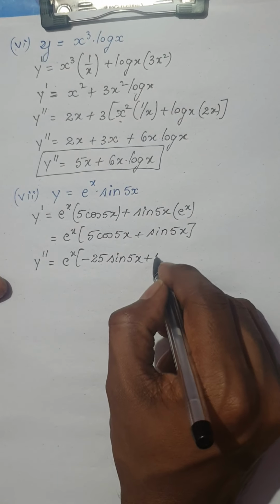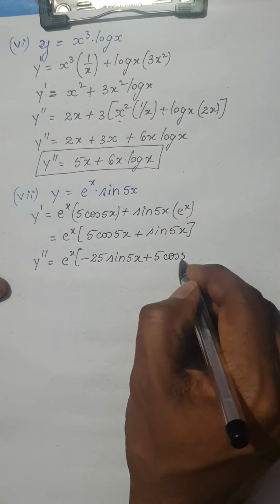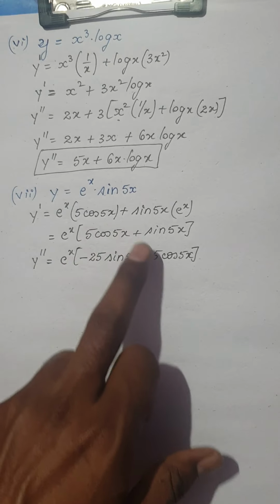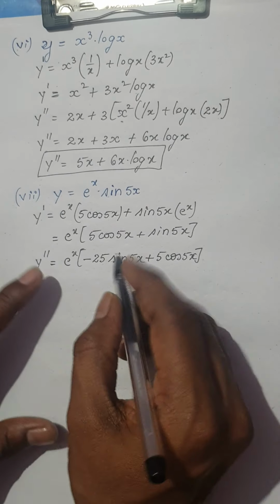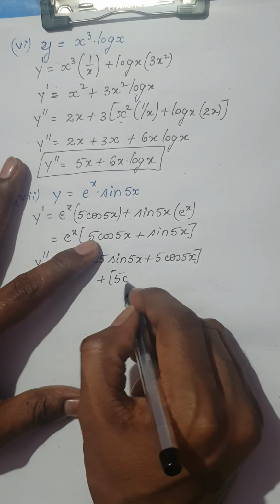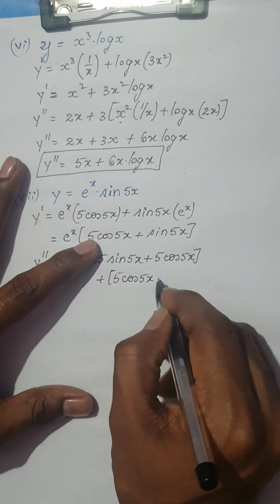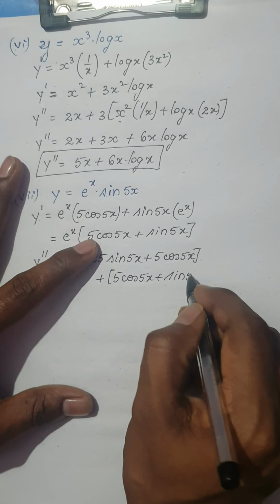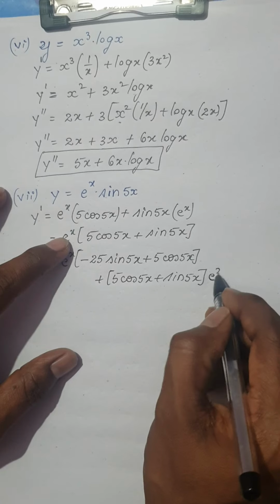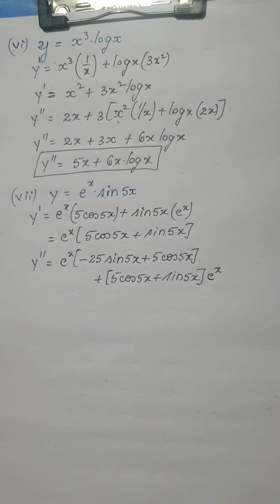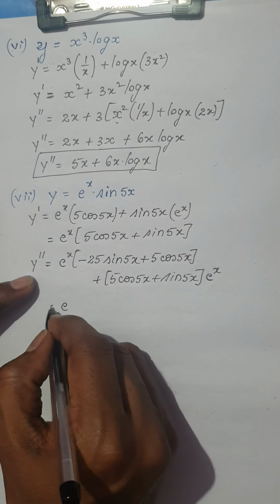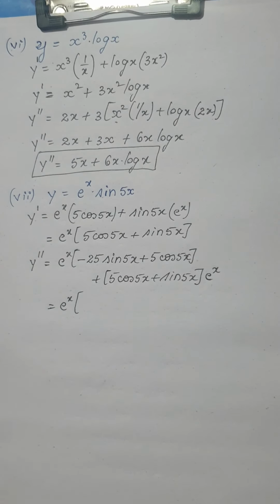What is the derivative of sine 5x? It is 5 cos 5x. So I've kept the first function as it is and differentiated the second one. Plus now you keep the second function as it is, that is 5 cos 5x plus sine 5x, into the derivative of e power x. We know the derivative of e power x is e power x itself. Now see what happens, in both the terms I have e power x common. Let us write the simplified form.